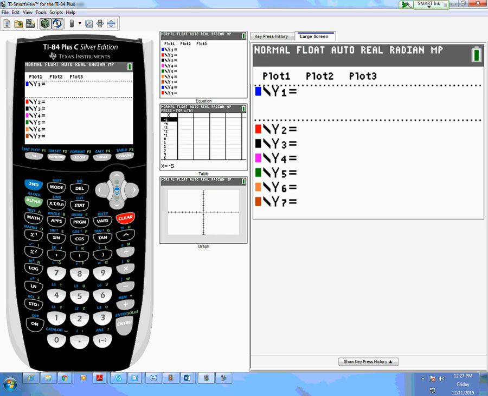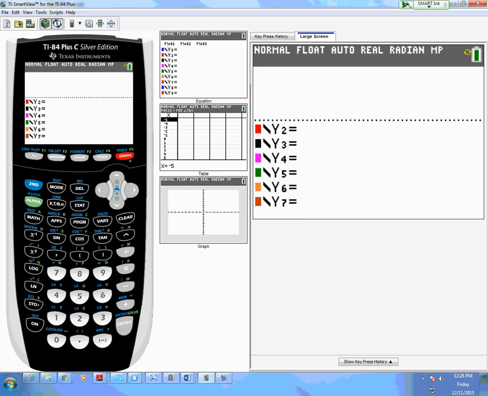1/16 is a fraction, so we always put parentheses around fractions. So parentheses, 1 divided by 16, close parentheses. Now, we don't have a button that is y, because this is y equals, so we're just replacing y squared, we're going to have to type x squared. And then let's go to the table.